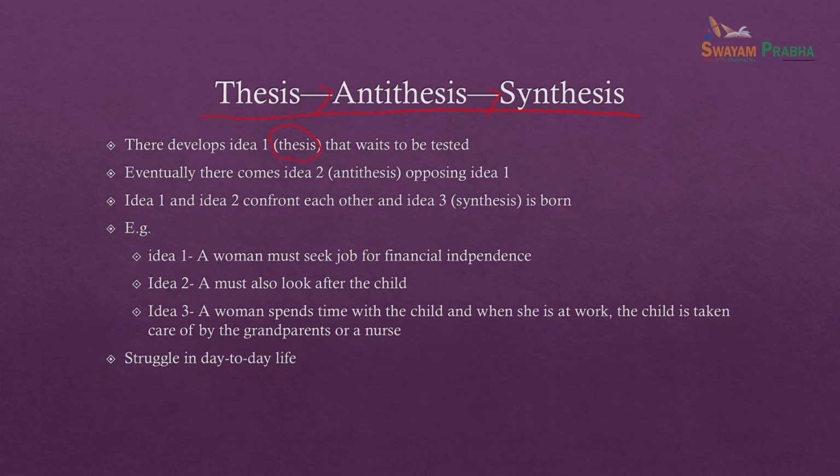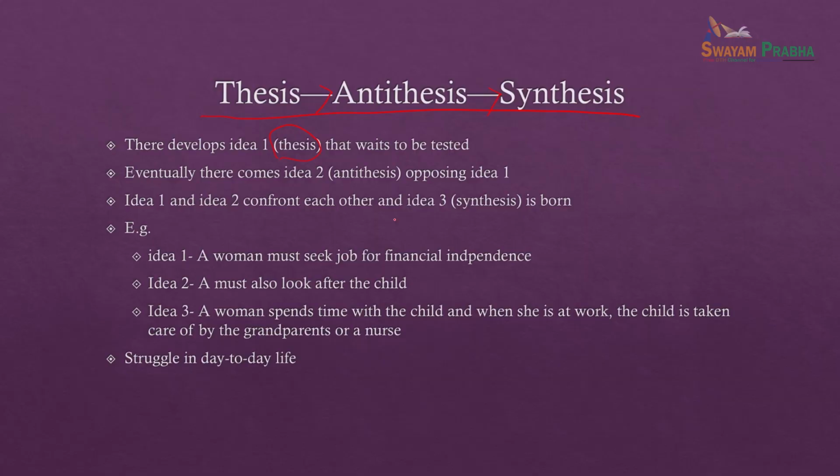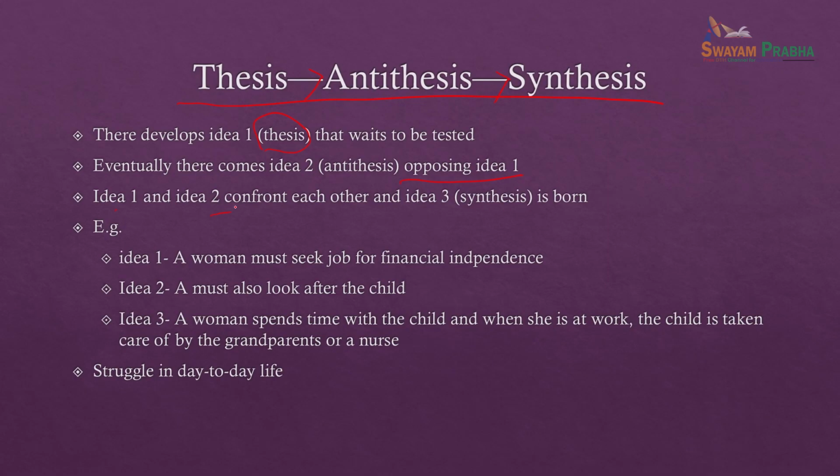Eventually, after some time, maybe after a few minutes, a few days, or a few years, there comes idea 2. Around that same topic, you develop another idea. You can develop it, or somebody else can, but the idea is related to the same incident, the same people, the same subject, and yet it is different, and it is opposing idea 1. So, idea 1, which was not tested before, is now being tested by the presence of idea 2. Now you have to pick and choose whether idea 1 is right or idea 2 is right. Idea 1 and idea 2 confront each other.